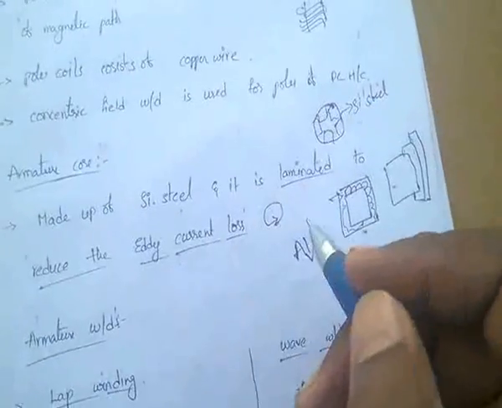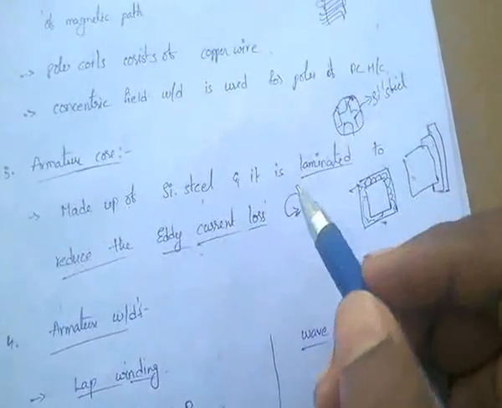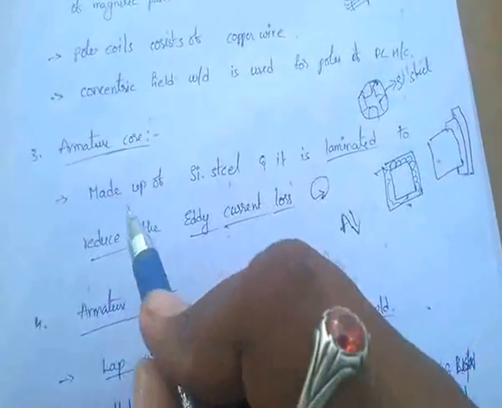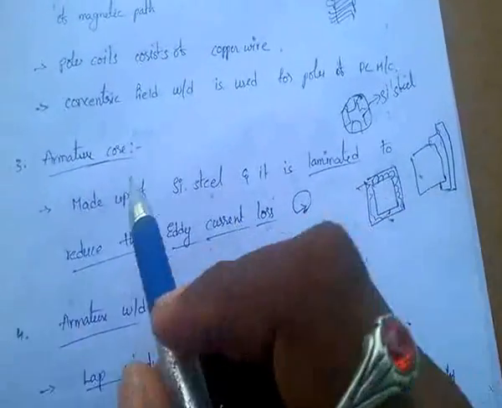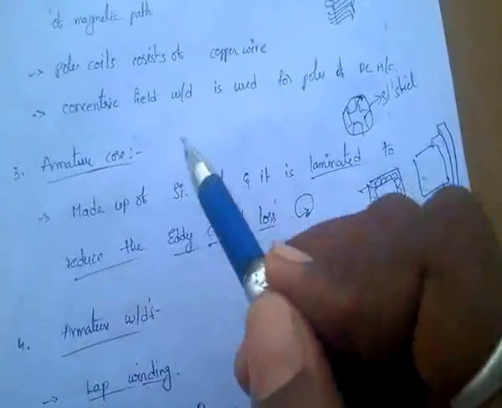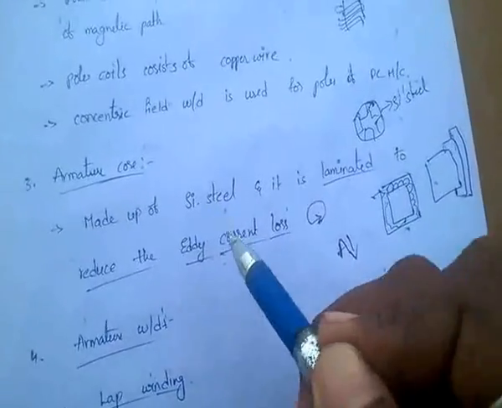No need of this much explanation, I think. Actually, you have to remember the armature core is made up of silicon steel, and this armature core is laminated to reduce the eddy current losses.